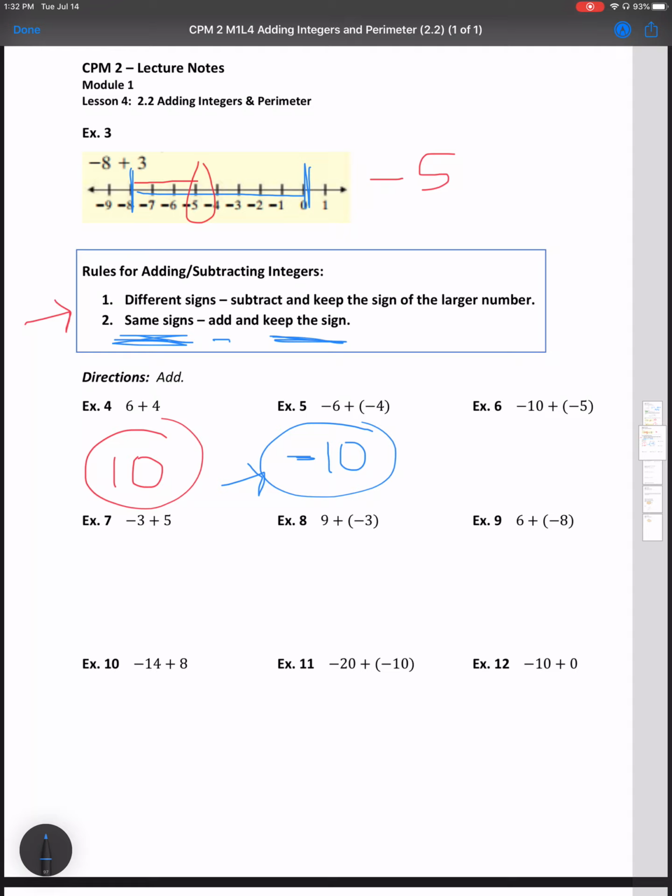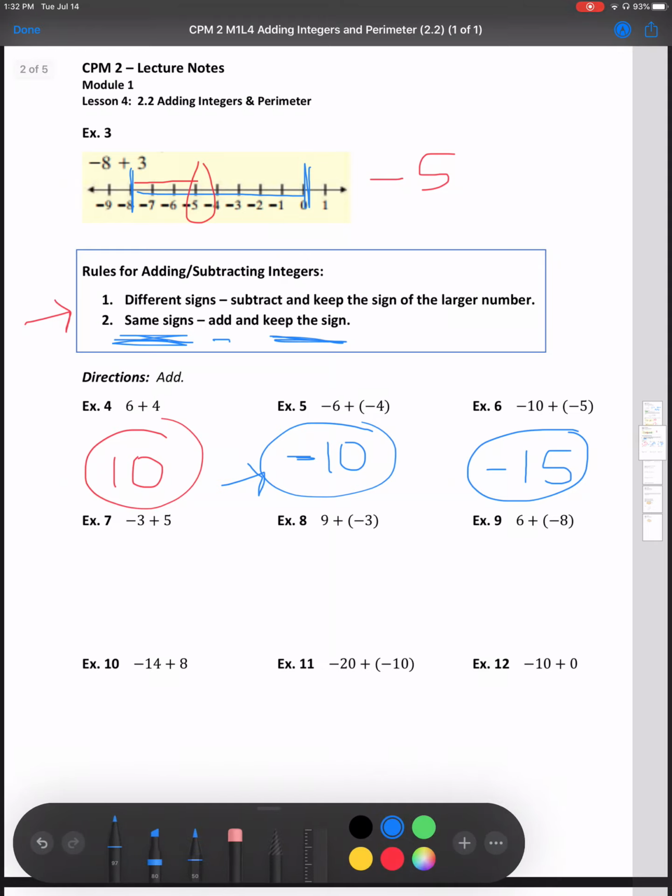Okay, look at example 6. -10 plus -5. So do we have same sign or different signs? Again, if you notice, we do have the same sign. So what I'm thinking is add. So 10 plus 5 is 15. Keep the sign. What sign do you see directly in front of both numbers? A negative. So my final answer is -15.